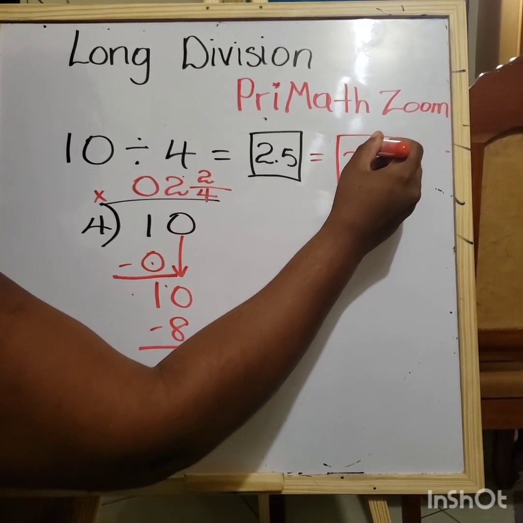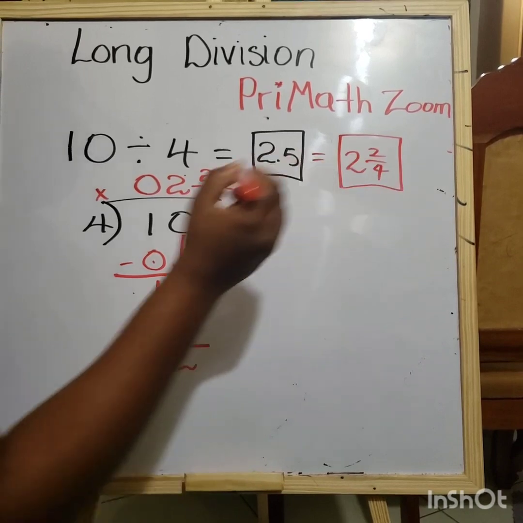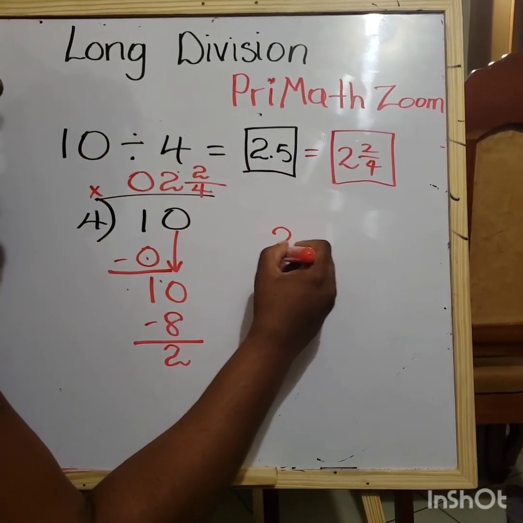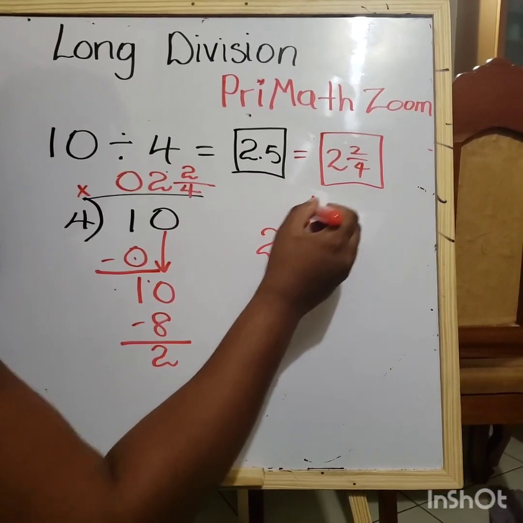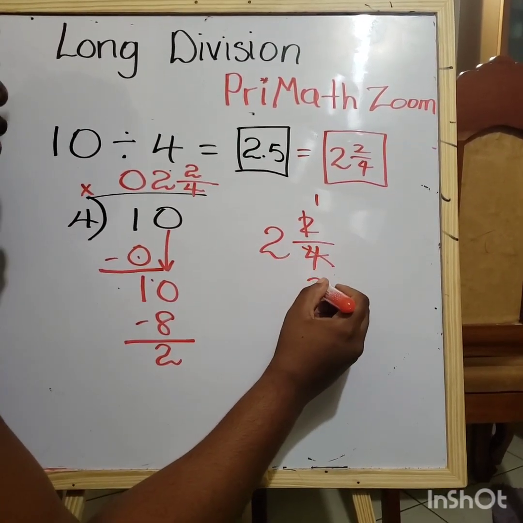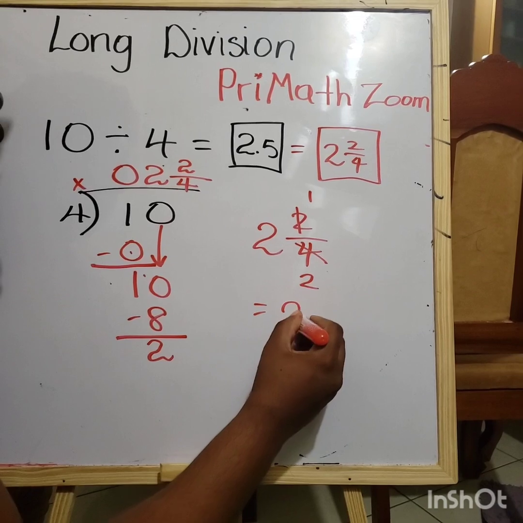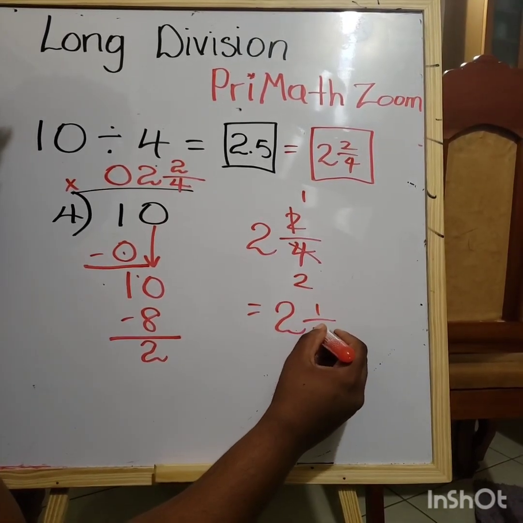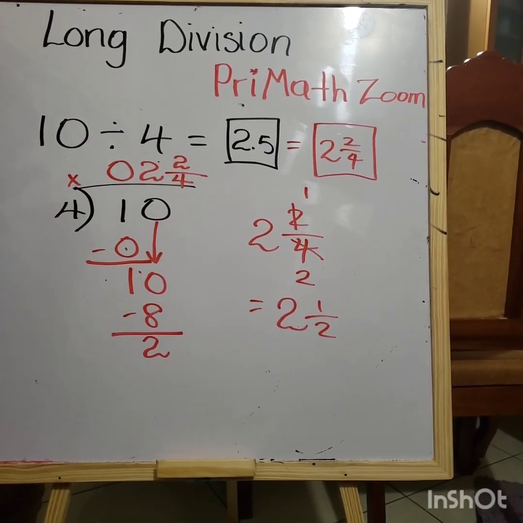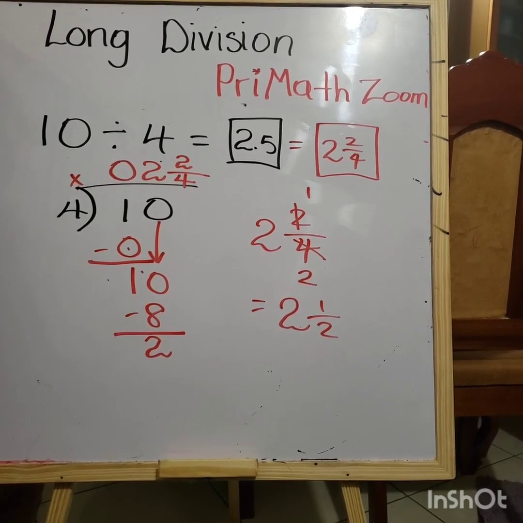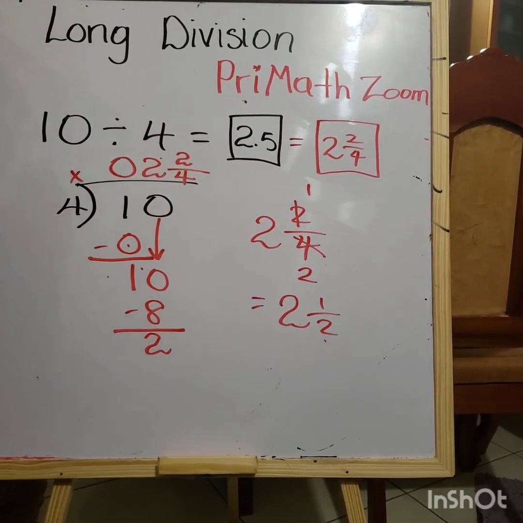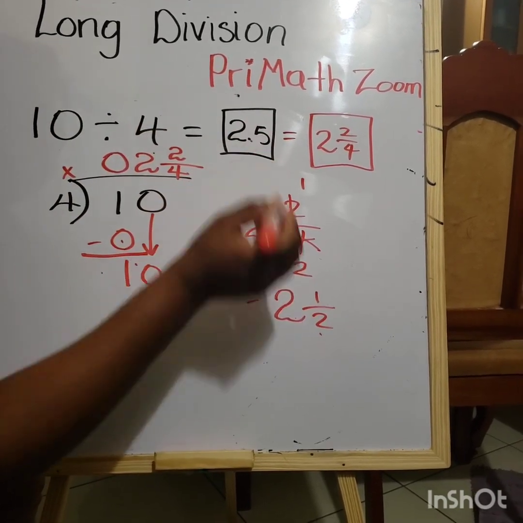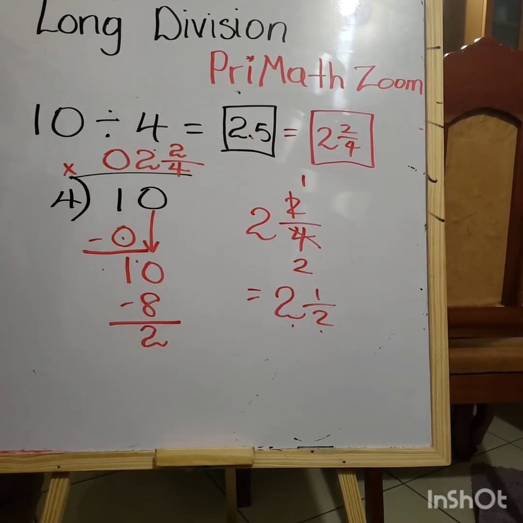2 and 2/4, which when reduced will give us 2 into 2 goes 1 time, 2 into 2 goes 2 times. This will give us 2 and a half. Now, in other lessons, you would have learned that 0.5 is the same as a half. So if you check, you will realize that both of these are equivalent.